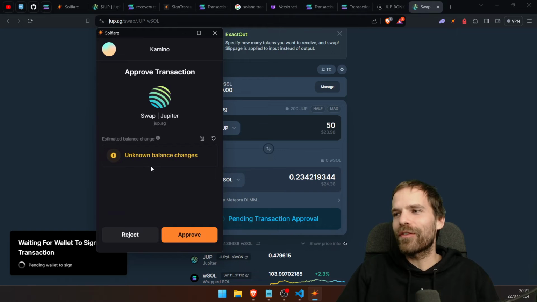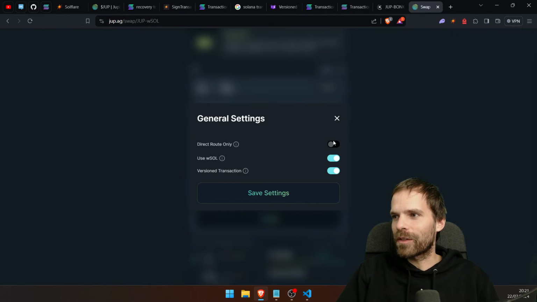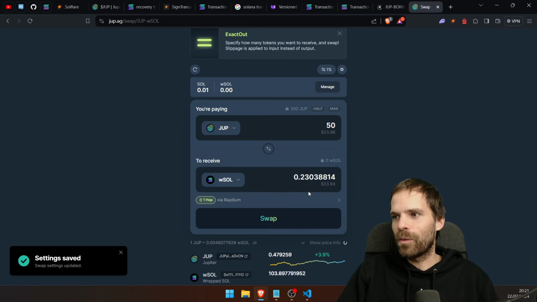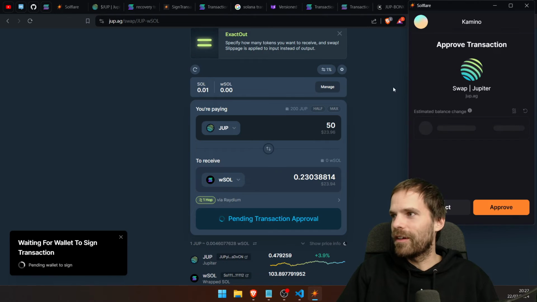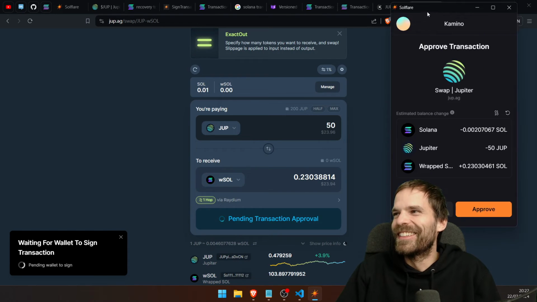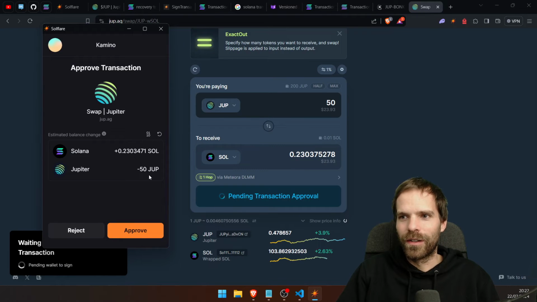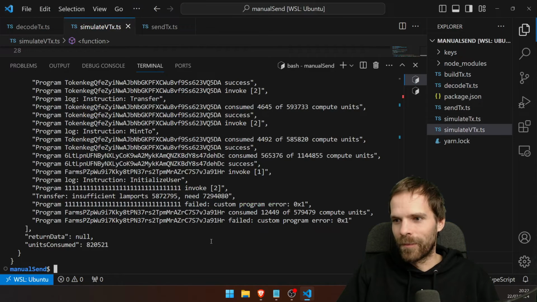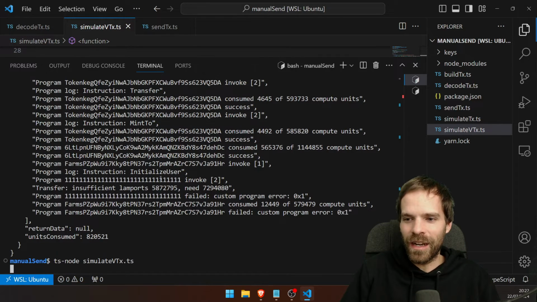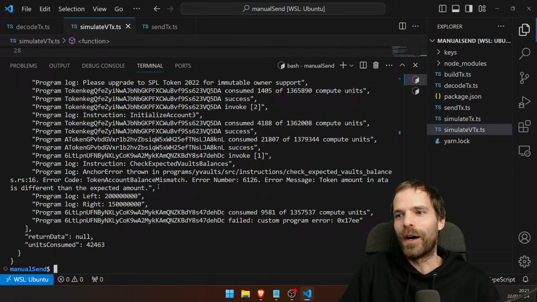Do I have not enough Sol to do a swap? Okay, what if I say direct route only? Then I get a worse quote, but maybe therefore it will work because I don't need so much Sol to pay. Okay, so selling some tube for some Sol. Cool. Now that we have some, if we simulate this again, we get another error because the token amount in the ATA is different than the expected amount.